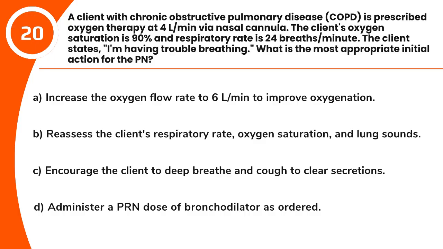A. Increase the oxygen flow rate to 6 liters per minute to improve oxygenation. B. Reassess the client's respiratory rate, oxygen saturation, and lung sounds. C. Encourage the client to deep breathe and cough to clear secretions. D. Administer a PRN dose of bronchodilator as ordered.